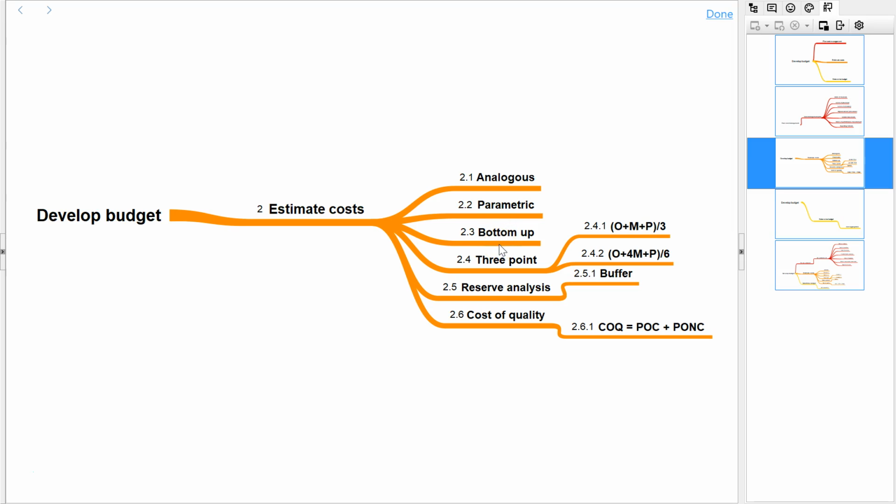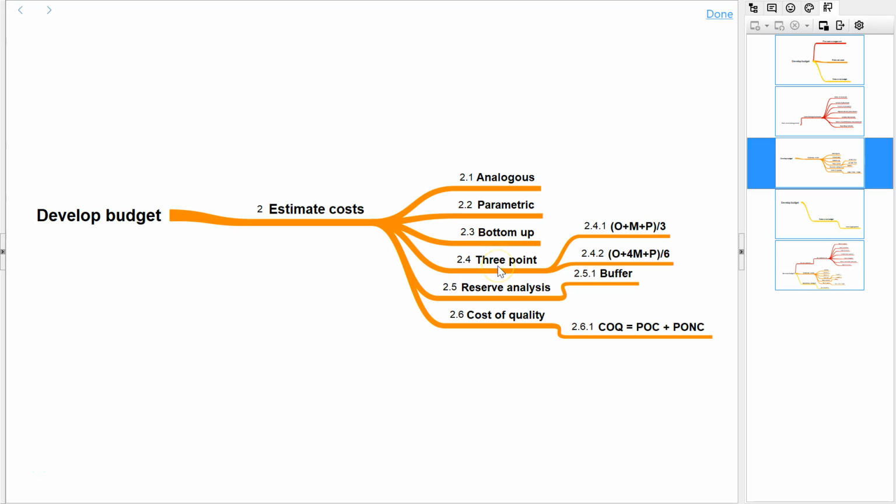Then bottom-up estimation. Initially, when the scope is at a very high level, we always do top-down estimation. So we arrive at the project level estimate and then distribute it to the lower level work packages. But once we have sufficient data, there is a time when we do bottom-up estimation. So we start with top-down estimation, and once we have enough details at the granular level, we try bottom-up estimation.